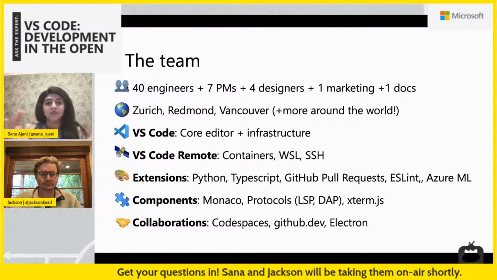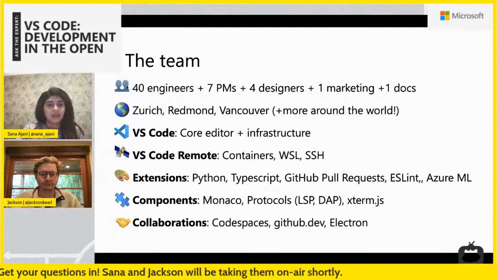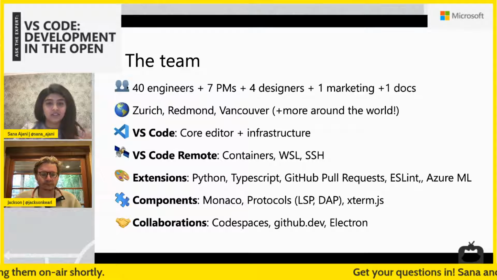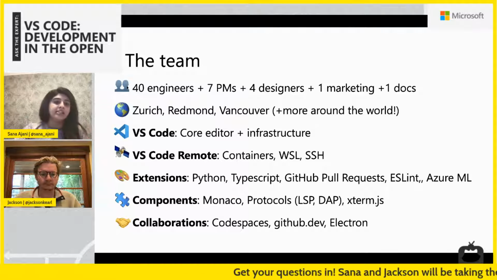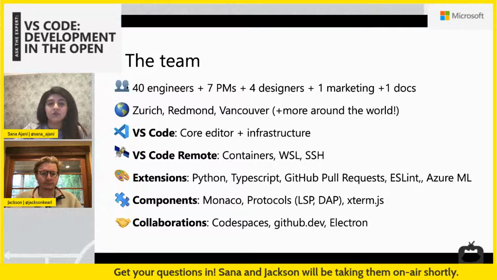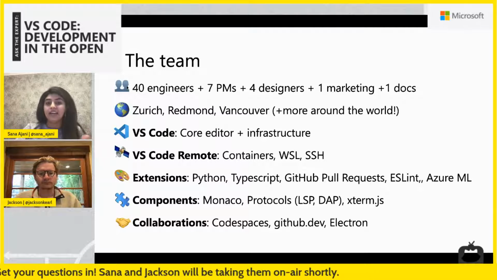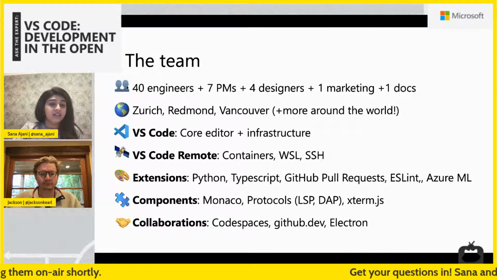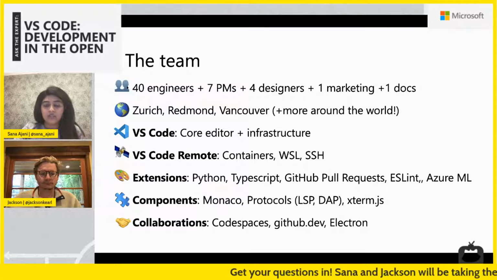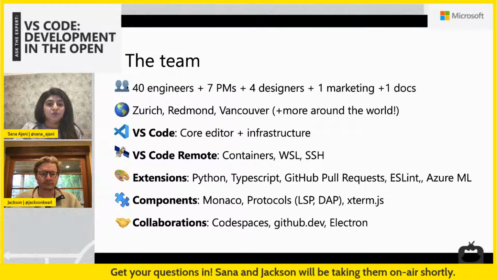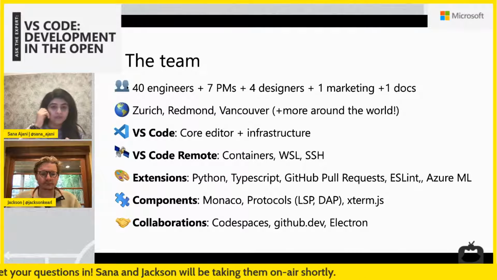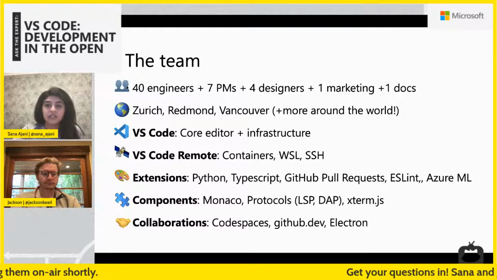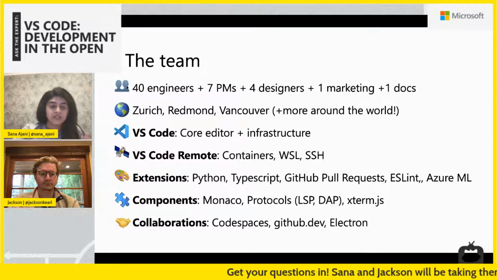So our team manages multiple things. Our team manages the VS Code core editor and infrastructure, the workbench, a lot of the UI and performance, the fundamentals like accessibility. That's kind of the core editor. We have the VS Code remote extensions. So that's the Containers, WSL, and SSH extensions that our team also manages. Our team now includes the Python extension as well, which is one of the most downloaded extensions that offers the Python Jupyter data science support that you see in VS Code. But our team also manages the built-in TypeScript support, the GitHub pull request extension, ESLint, and the Azure ML extensions.